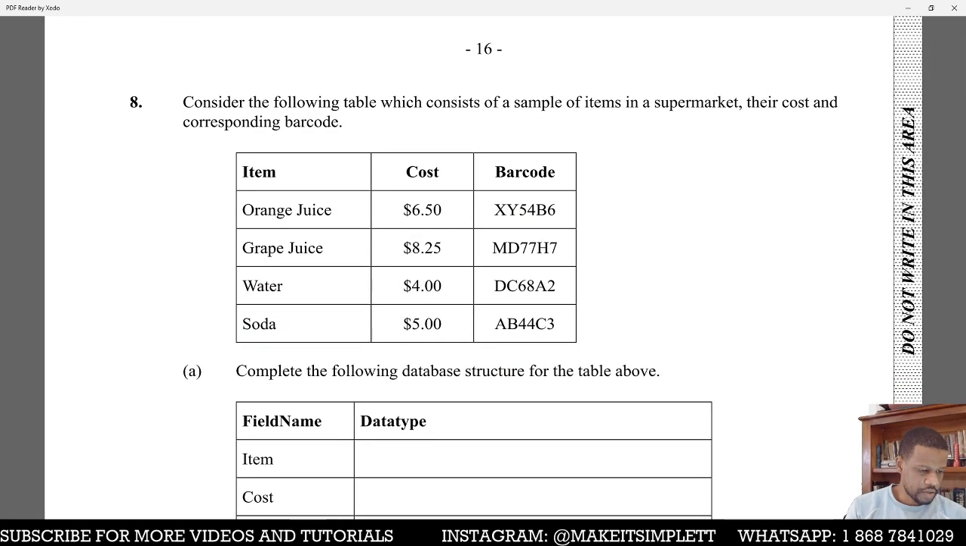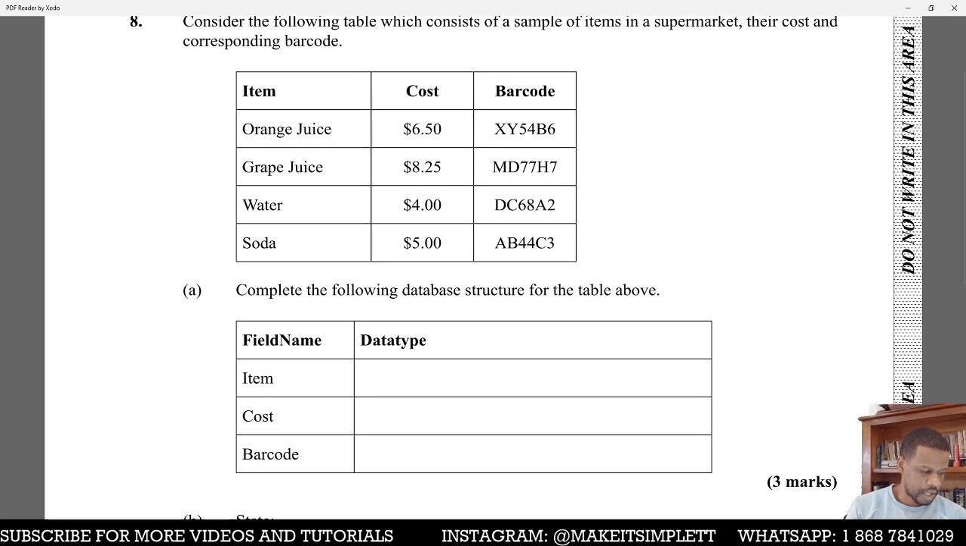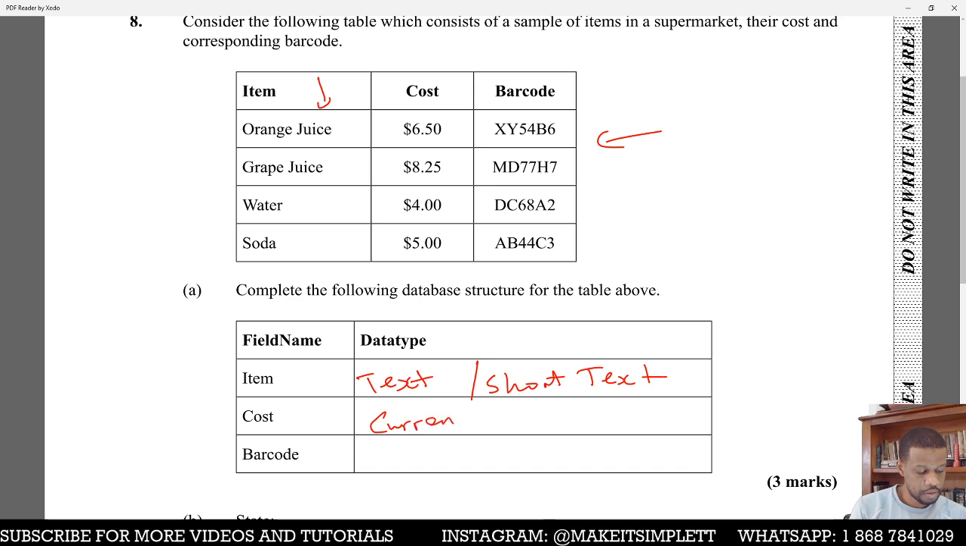Consider the following, which consists of a sample of items in a supermarket, their cost and barcode. Alright, so this is our database. This is the actual table in datasheet view. But we want to see what it looks like in design view. When we design any table, item is going to be text or short text. Cost is going to be currency. Barcode is going to be text or short text.